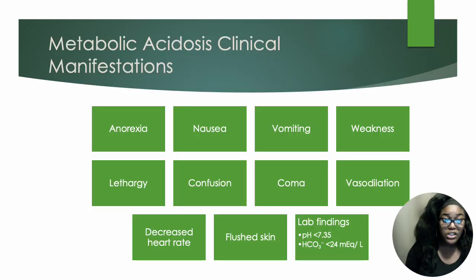As far as your clinical manifestations, you have anorexia, nausea, vomiting, weakness, confusion, coma, vasodilation, lethargy, a decrease in heart rate, so you have bradycardia, flushed skin, and your lab findings are normally a pH of less than 7.35, which is below that homeostatic level, 7.35 to 7.45. So to have an acidotic state, you have to be less than 7.35. And then you have bicarbonate levels of less than 22. Now, your book says 24 mEq per liter, but just know that really the value is 22 to 26. So anything less than 22 mEq per liter of bicarbonate levels would indicate an acidotic state in your patient.